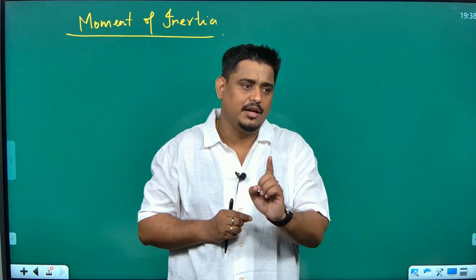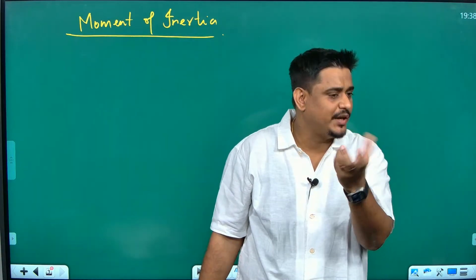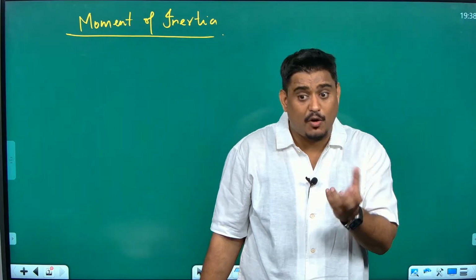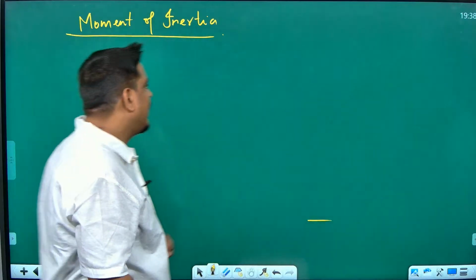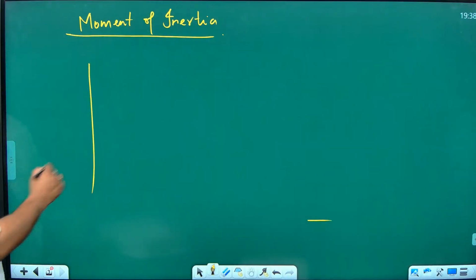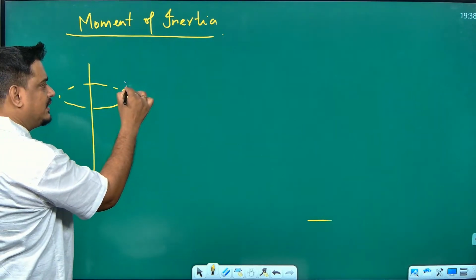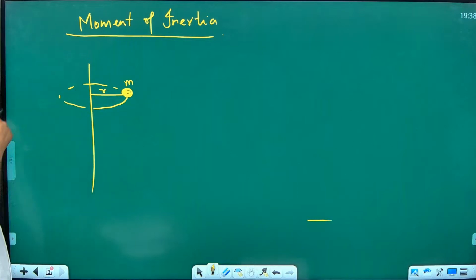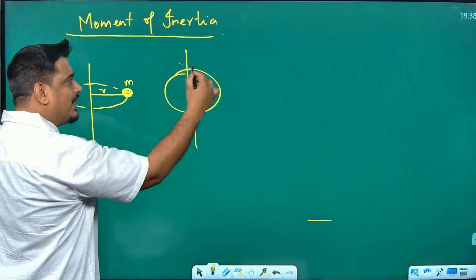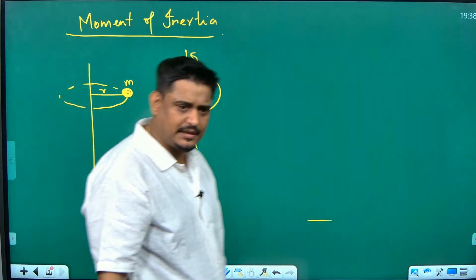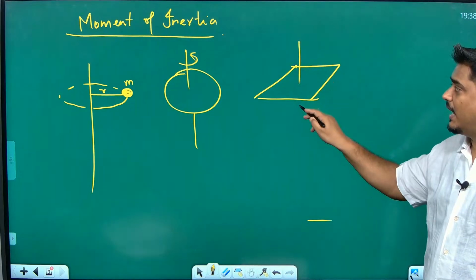To understand moment of inertia well, you must have an idea about how the object is rotating. Is it rotating on its own axis, or is it rotating around a particular axis? For example, I may have a rotational axis and a mass rotating like this. It is m, this is r. It is also possible that I have a mass rotating about its own axis. I may have a square lamina and it is rotating like this.